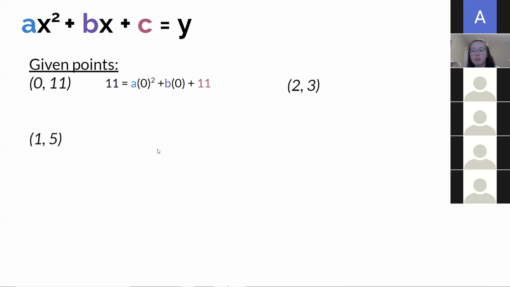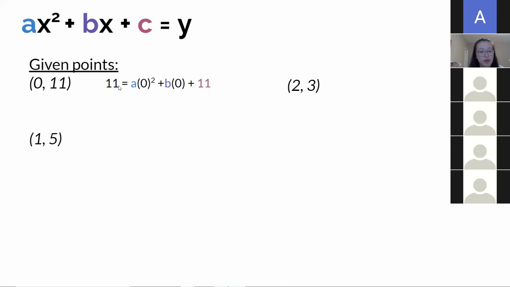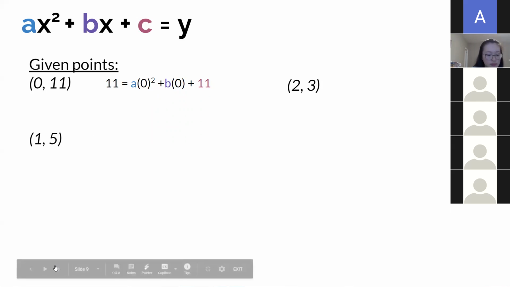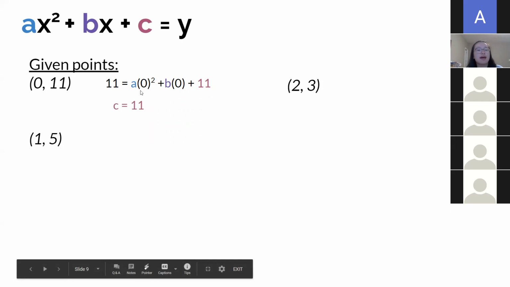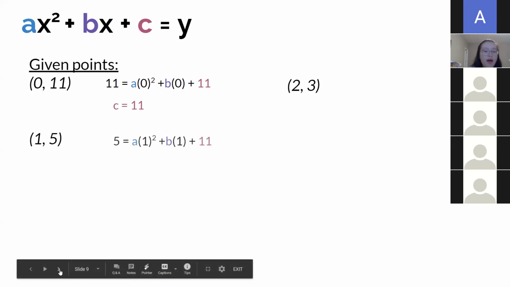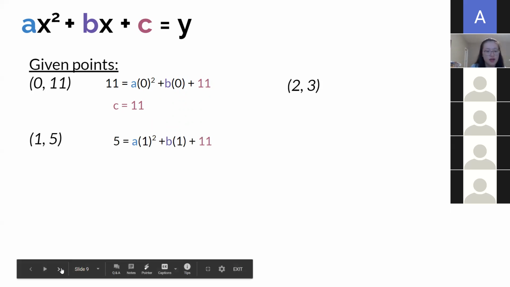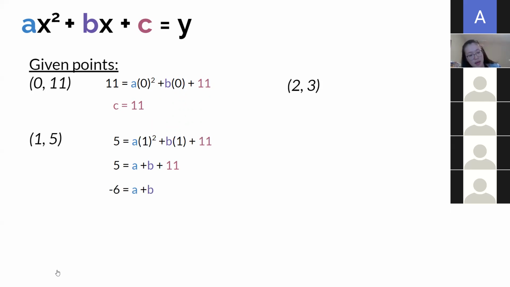Here we would plug in the point 0, 11, so it would be 11 equals a times 0 squared plus b times 0 plus c. And that's how we would get c equals 11. So c is the last term in this quadratic expression. Now we would plug in 1, 5, given that we already have c equals 11. So it would be 5 equals a times 1 squared plus b times 1 plus 11. Then simplify: 5 equals a plus b plus 11, and then -6 equals a plus b.